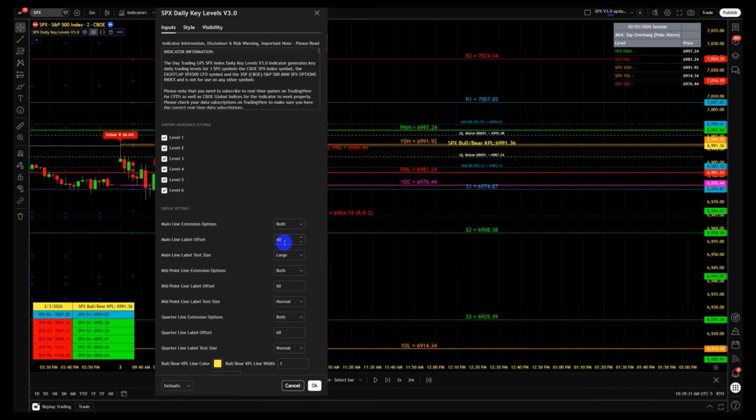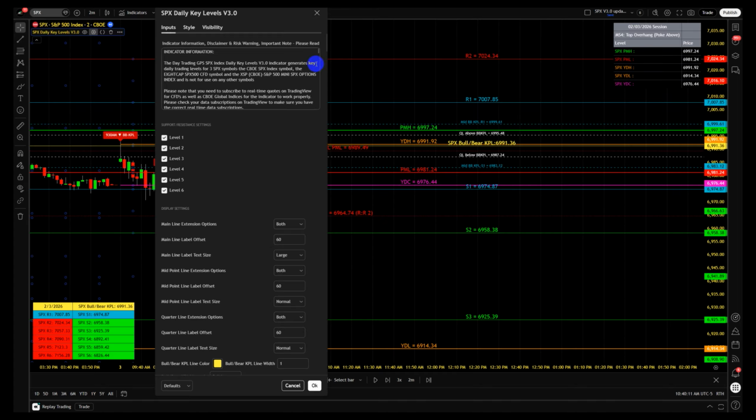So you have this offset here. These are not the default values. I changed them for this. The default values are different than this, but basically the idea is that each one of these line labels is controlled by groups. So the main lines are the bull bear key price level, the R1 through R6, and the S1 through S6. The midpoint levels are just all the midpoint levels as a group. The QLs are just the QL levels as a group. So you can move these as a group.